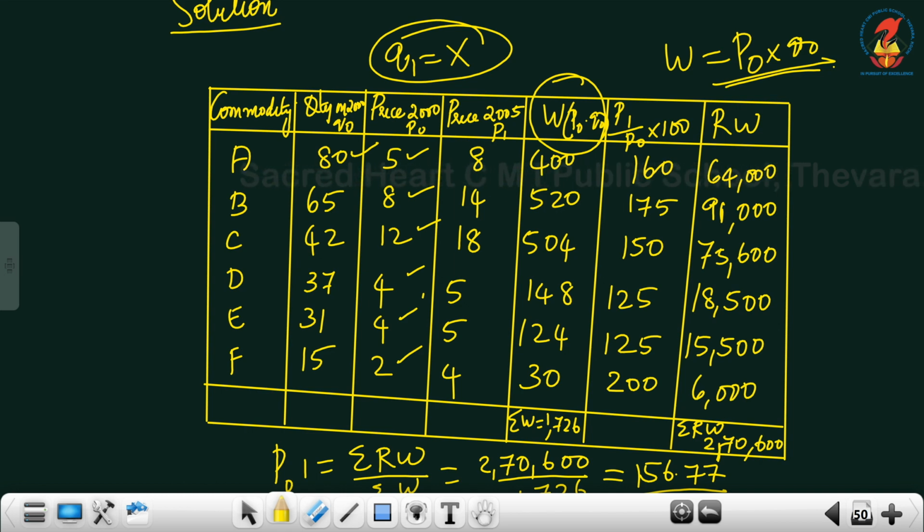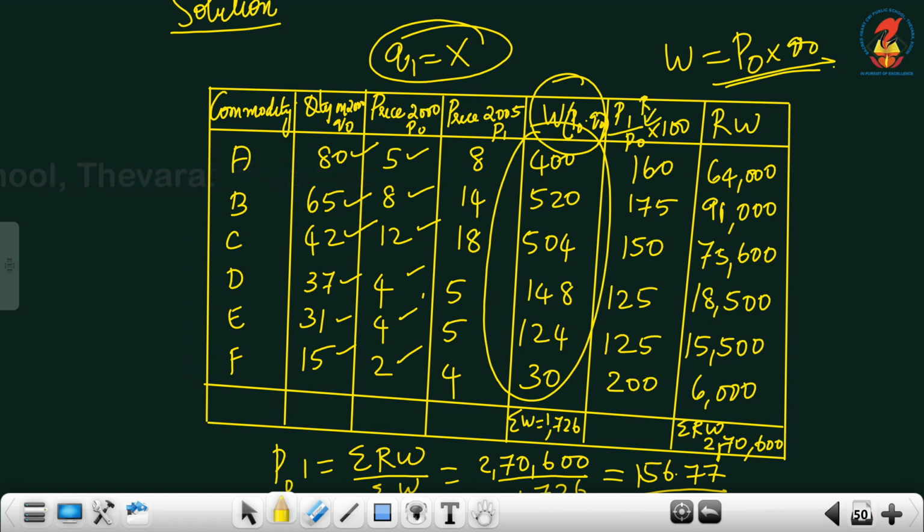So 80 into 5 is 400, 65 into 8 is 520, 42 into 12 is 504. This is how we found these values. Then, as you all know, R is equal to P1 by P0 into 100. You have to find out the price relative for each item. So P1 by P0 into 100 gives 8 by 5 into 100, 14 by 8 into 100, 18 by 12 into 100, and by doing that you will get the following values.